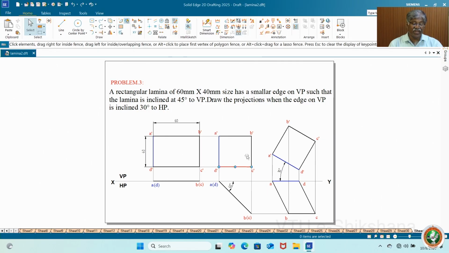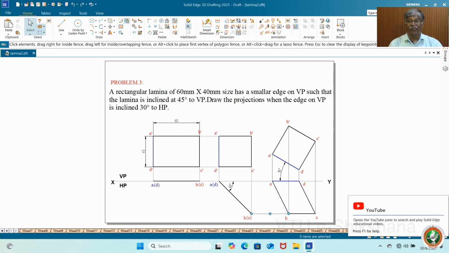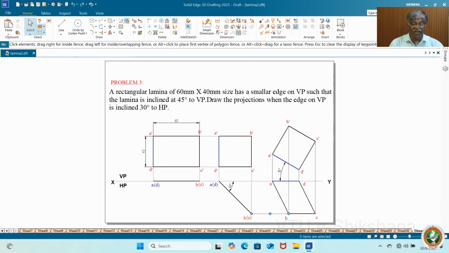After getting apparent shape, AD is perpendicular right now, but I don't want AD perpendicular, I want 30 degree because it says the edge on VP is inclined at 30 degree to HP. So definitely you must give inclination to the HP, then you get final top view. So this is how you complete a problem on lamina with the inclination to VP. Then we will try to discuss the problems on triangle, pentagon, square, all those things.